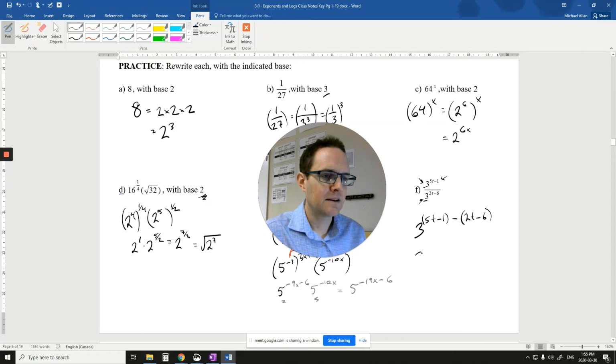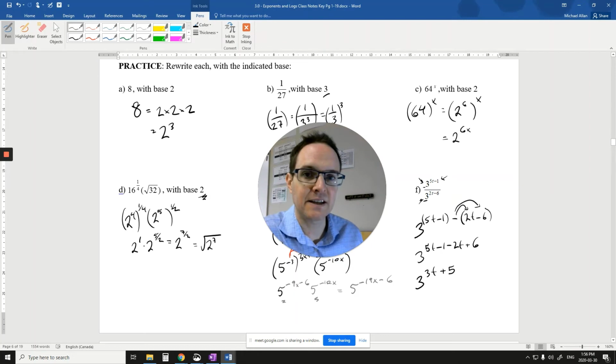Okay. Now, to simplify that, you just multiply this negative into the brackets, and you're going to get 5t minus 1 minus 2t plus 6. So you got a minus minus there. So my overall answer is going to be 3t plus 5 as your final answer for simplifying that base.